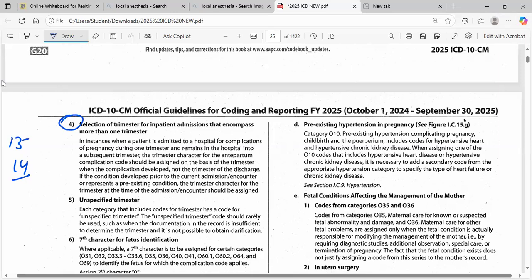So whenever a patient is admitted for more than one trimester, in that case, you have to use a trimester code for when the condition originated. If you do not have that detail of when the condition originated, in that case, you can use the trimester when the patient was admitted or the encounter was created. I'm going to mute myself for a moment. Take a moment and just go through this guideline and let me know if you have any doubts. Just read this and let me know if you are still not able to understand this.